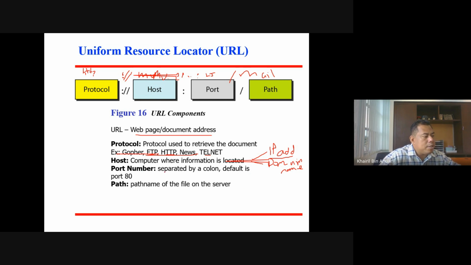And then the port, separated by a colon. The default port is 80 for your URL. So port 80, and the path name of the file on the server. So if you have your file, say mail.jpg, maybe an image, you have the path over there.